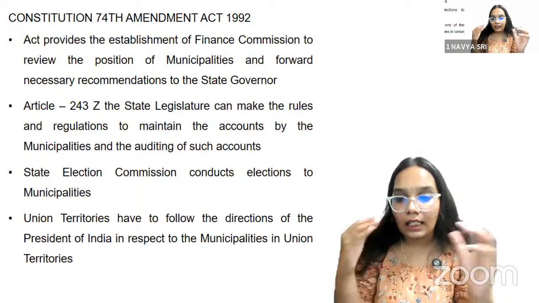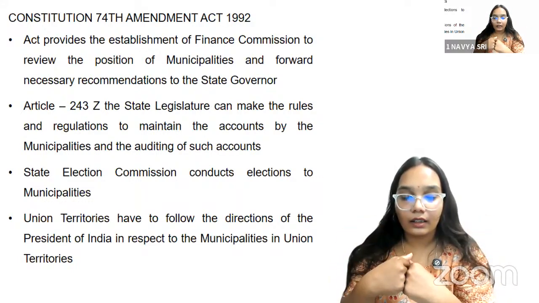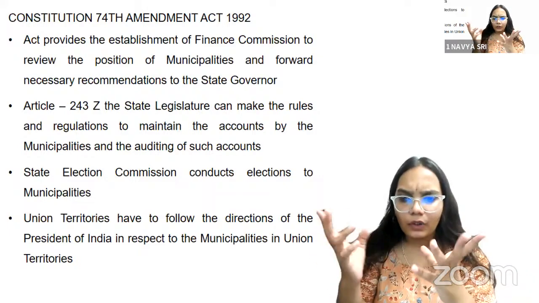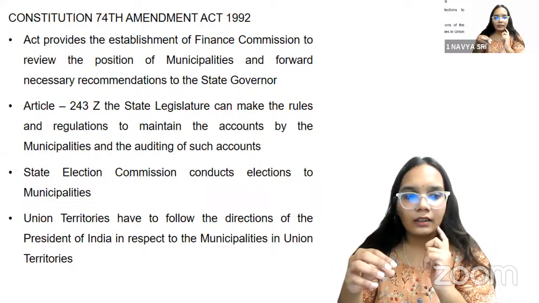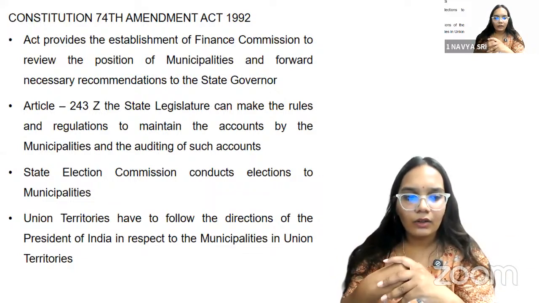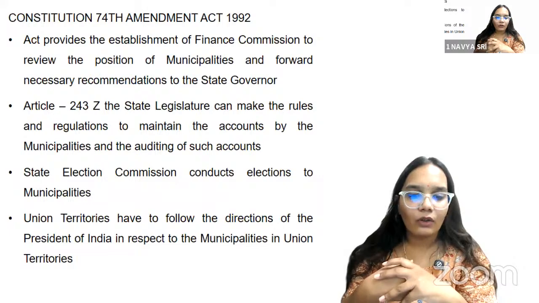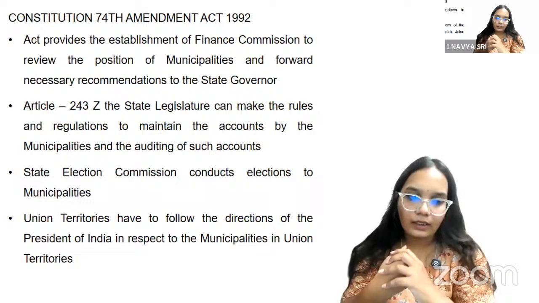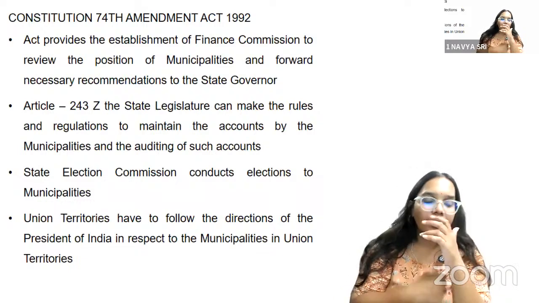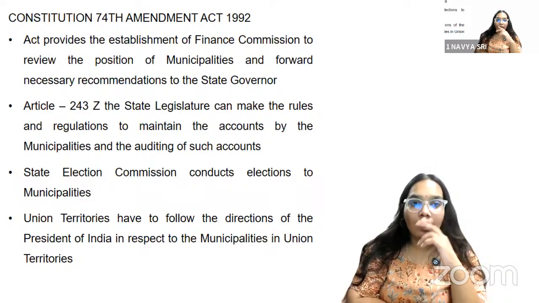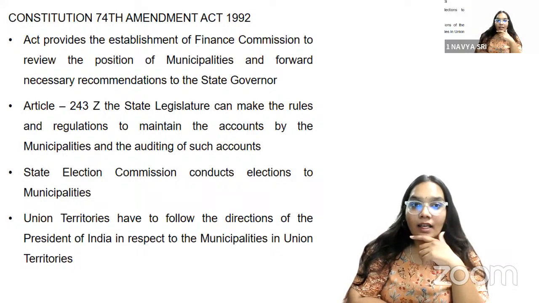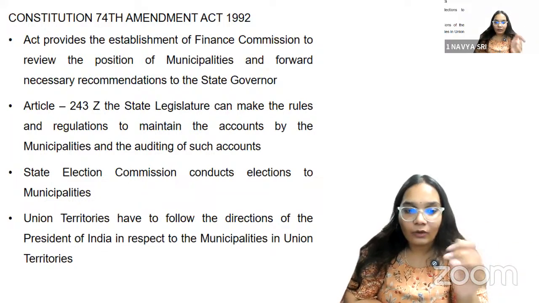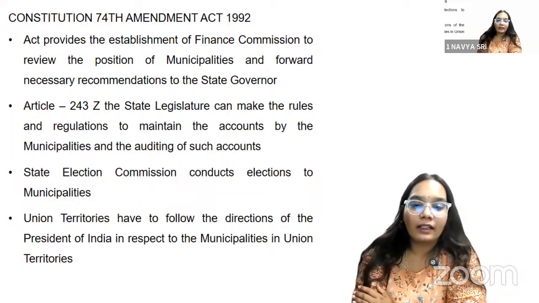I think our state's elections to municipal bodies have been delayed, if I'm not wrong. I think it was in the news 3 days ago. And union territories have to follow the directions of the President of India in respect of municipalities in UTs. So I think the state elections to municipal bodies are delayed. So if they are delayed, then they are in the news, right? So please do read extra about this 74th Amendment Act.